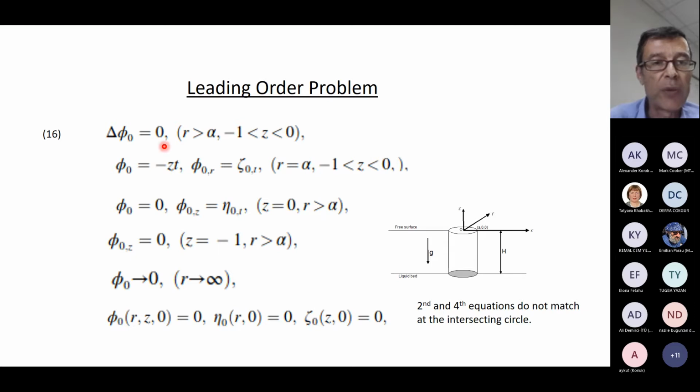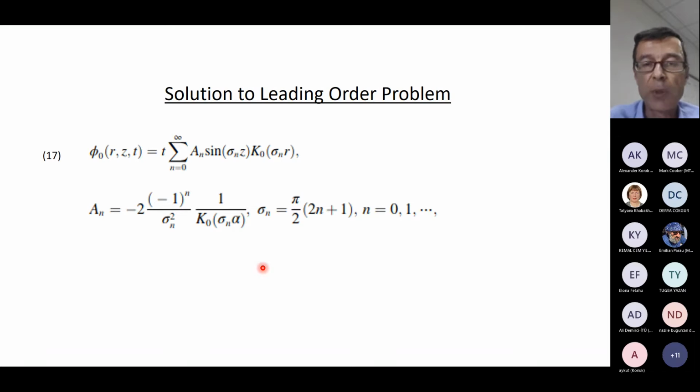Okay, one thing we notice in the leading order problem is that this second condition, which is the dynamic condition at the vertical free surface, and this fourth condition, which is the slip condition at the rigid bed, they do not match. If we take the derivative of this one with respect to z, the vertical velocity is minus t as we approach along the lateral surface of the cylinder to the bed, and as we approach along the horizontal bed, this velocity is 0. So there is a mismatch of boundary conditions at this intersecting circle. So we expect some singularity and some problems there. Okay, so this is the leading order problem.